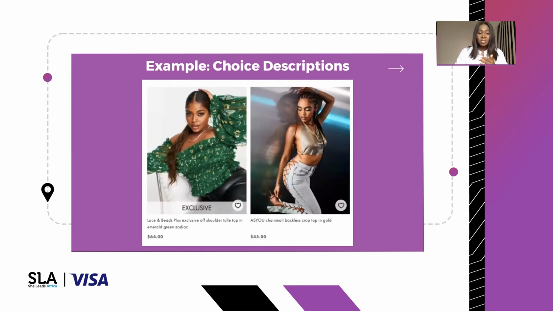lace and these both exclusive off shoulder. They will begin to show you more things that are off shoulder, or chainmail backless top in gold. Those choices are exclusive, and then it helps them understand, okay, this person, we need to continue to chase this person with this type of outfit.